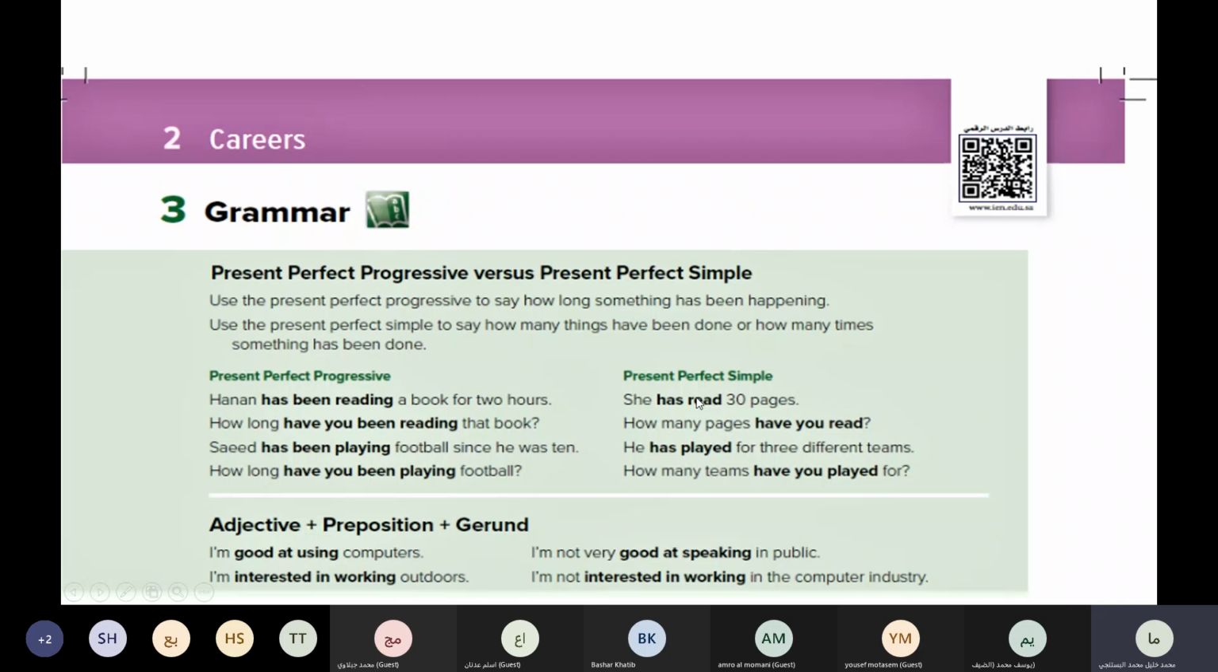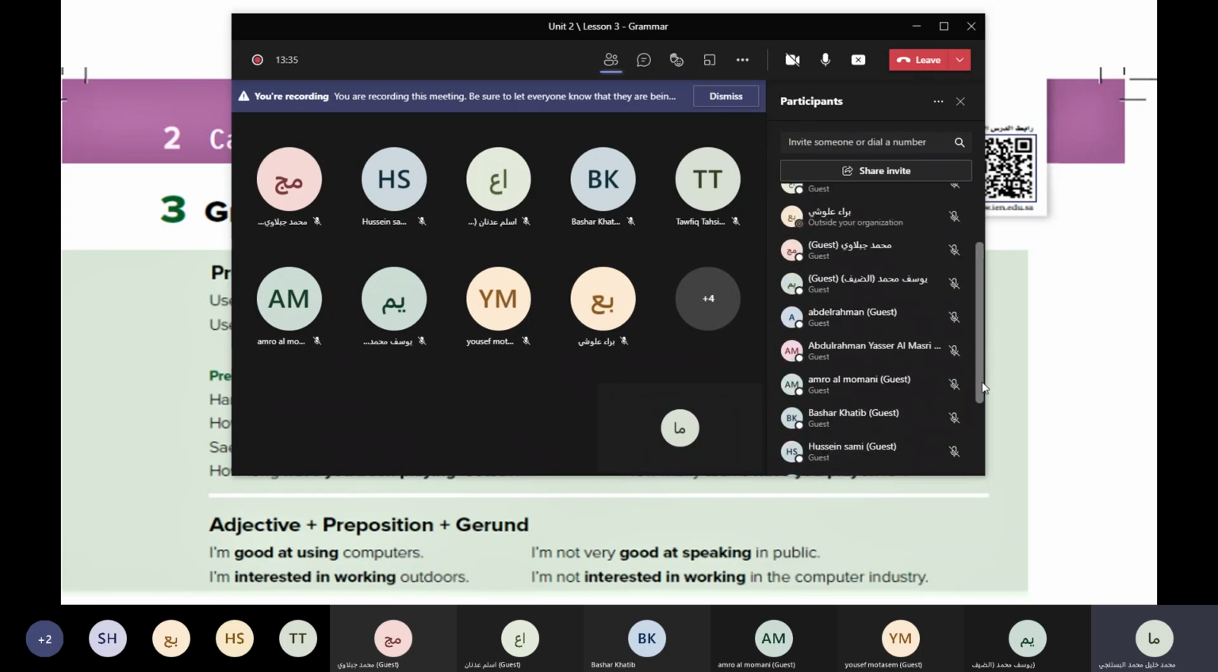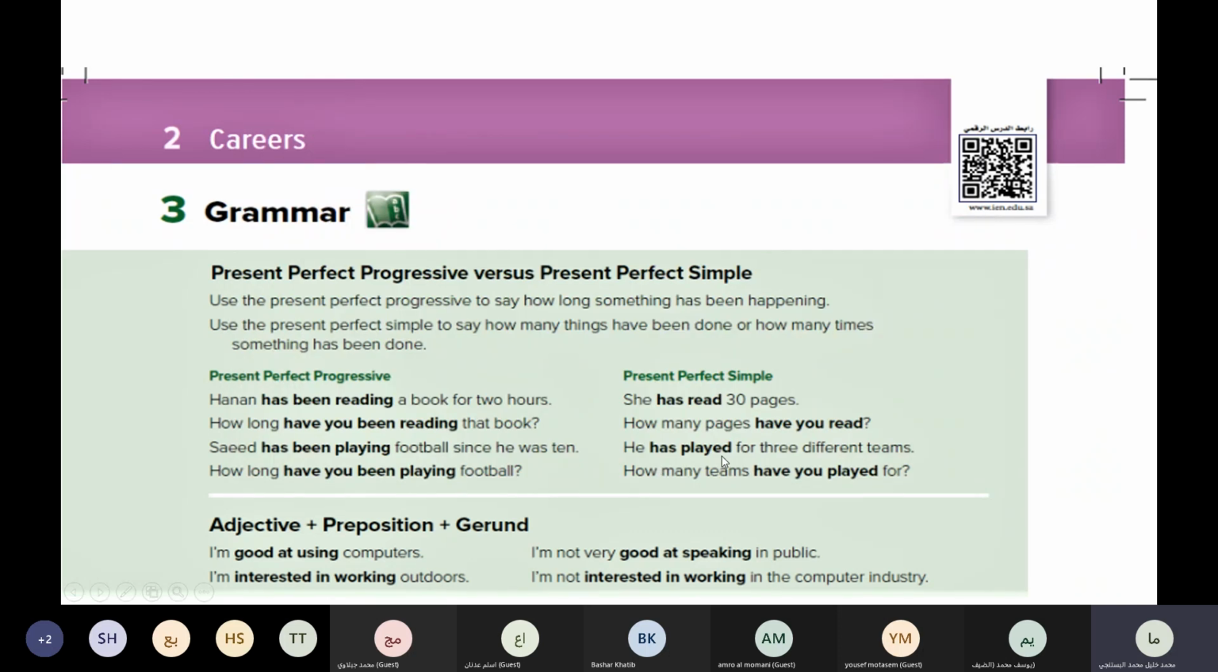When we ask about the quantity, we ask with how many. Who can read the question? Yes, Hamza. How many pages have you read? Good. How many pages have you read? If I ask about the number of things done, we do not use the present perfect progressive. We use the present perfect, just the present perfect.